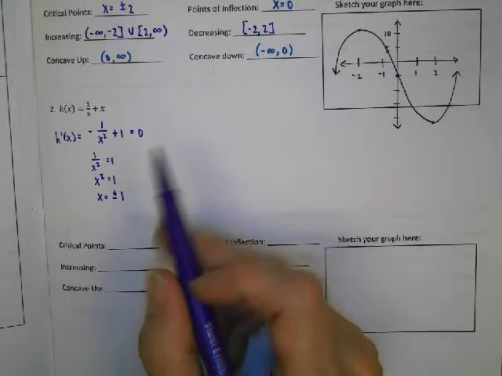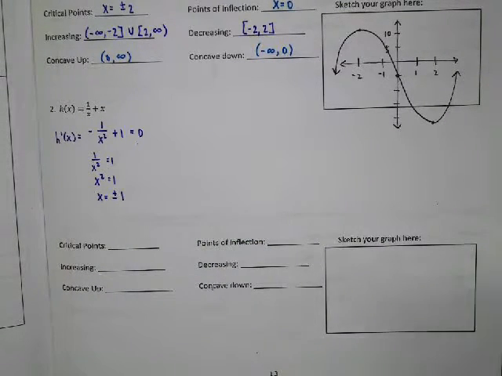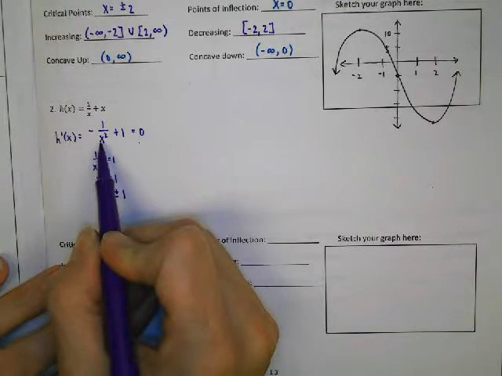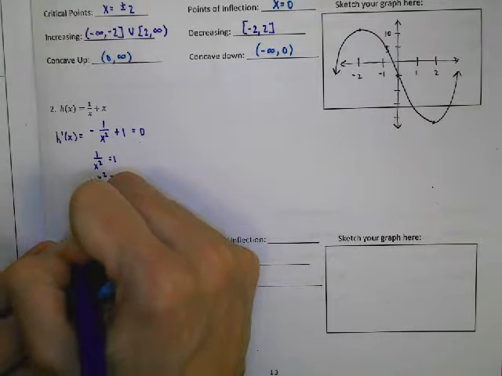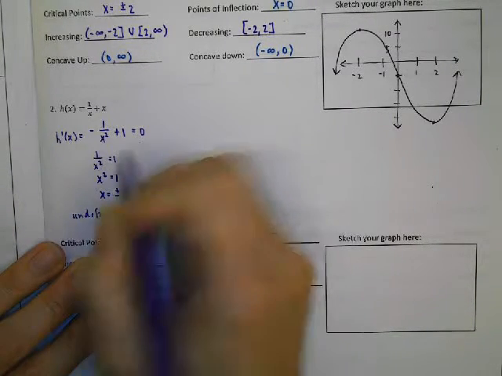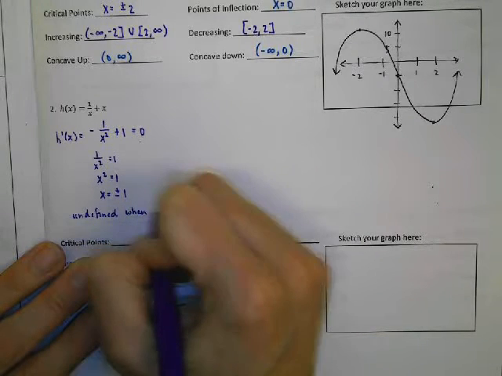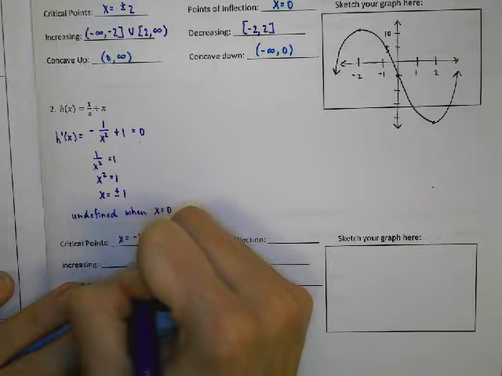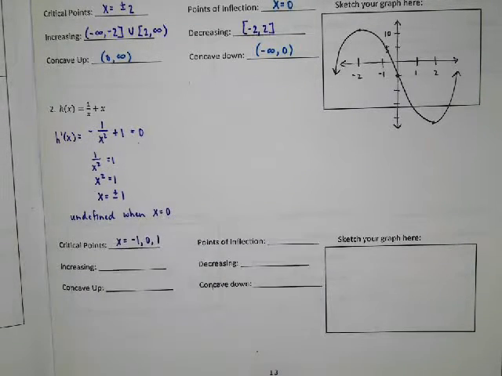Now remember, we also have to check. We said the critical points are where the derivative is 0 or undefined. I know my derivative is going to be undefined when x equals 0. So that's going to give me another critical point. So my critical points are negative 1, 0, and 1.